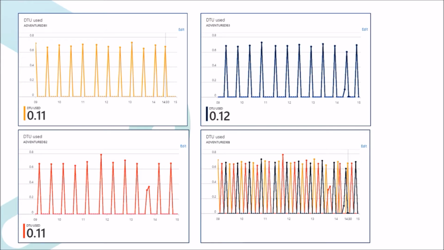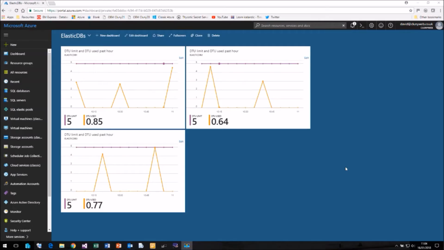Now, before you all write in and say 1 DTU isn't worth sharing, obviously think of these as production systems that could be running at 100 DTUs, and therefore you can start seeing the savings. So let's go over to the Azure portal and have a look at how we can create an Elastic Pool.